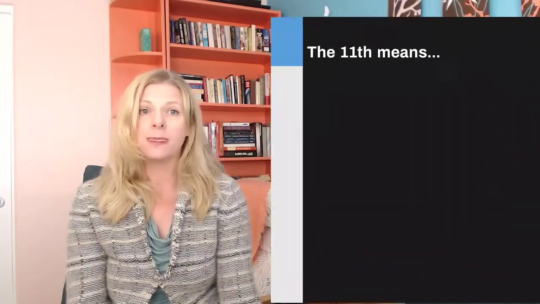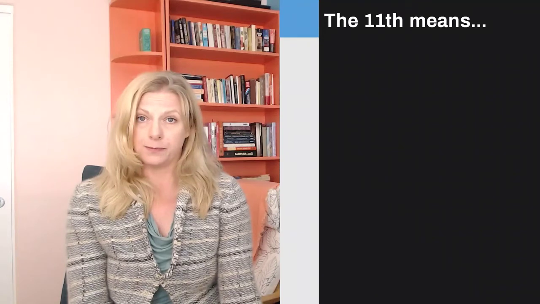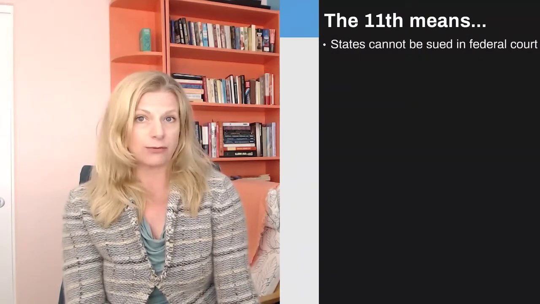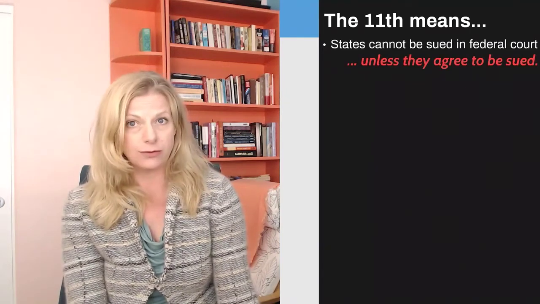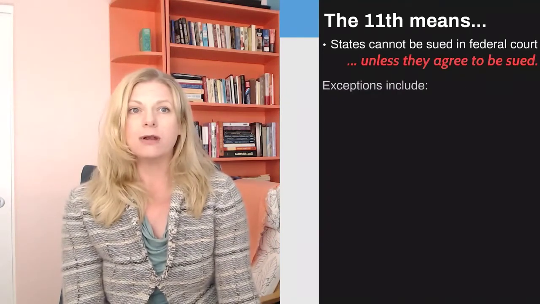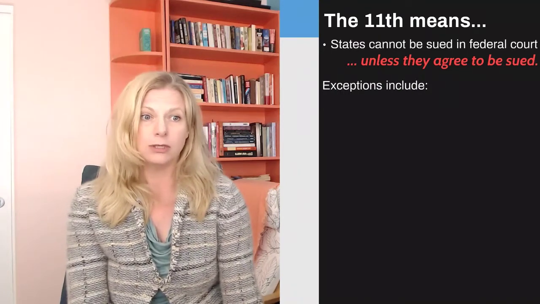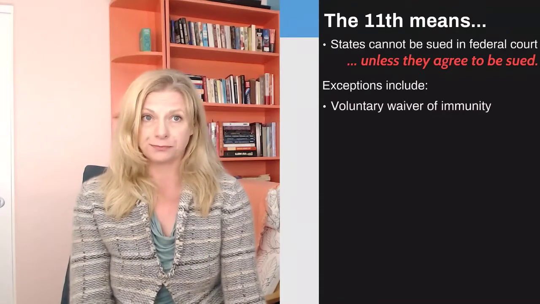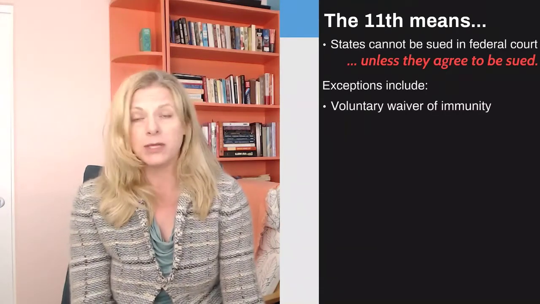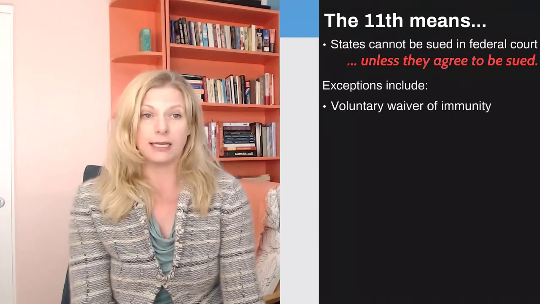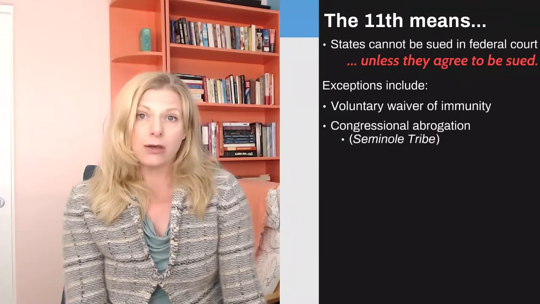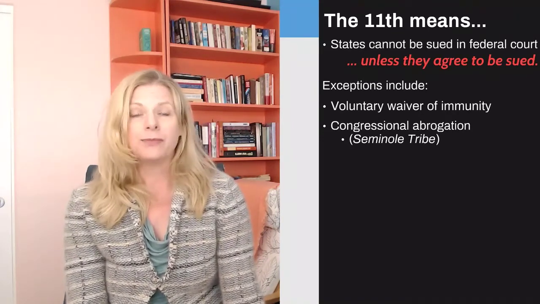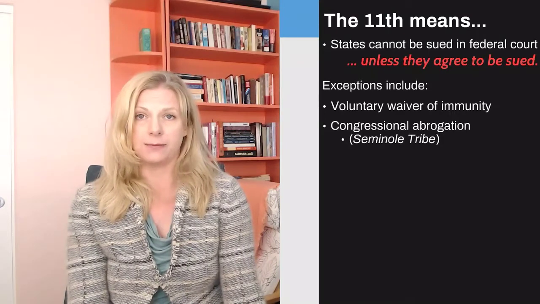So what does this mean? As we're going to see today, this means states cannot be sued in federal court unless they agree to be sued, generally speaking. But there are some exceptions to this rule. And we're going to see how some of these exceptions evolve. First is this voluntary waiver of immunity. If a state agrees to be sued, it can be sued. There's also the potential for congressional abrogation of state sovereign immunity, and we'll see this in the Seminole Tribe case.